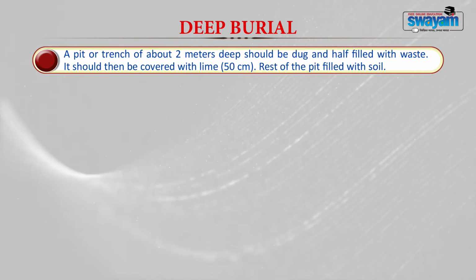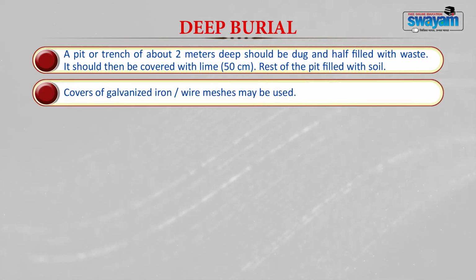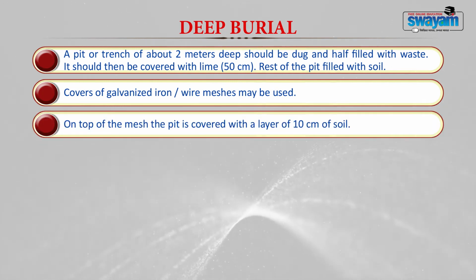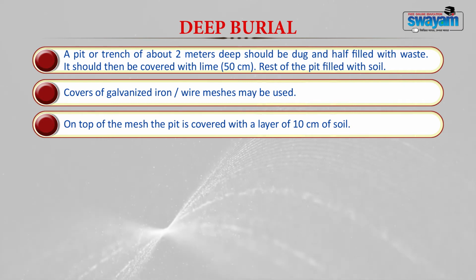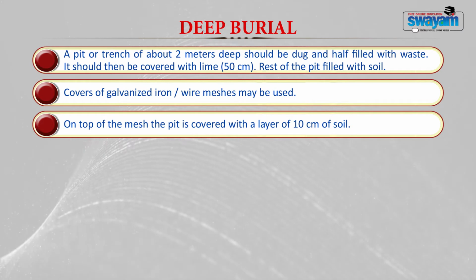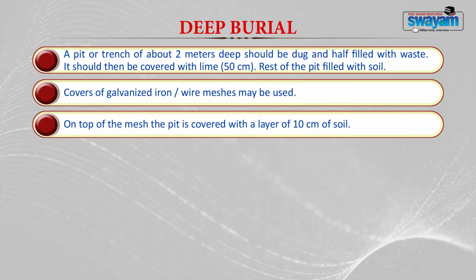Now, after filling this pit with soil, you cover it with galvanized iron or wire mesh, and on top of it again you spread one layer of soil. At the edges you can have soil accumulated in a sort of bund, so that any water that accumulates is prevented from overflowing outside.